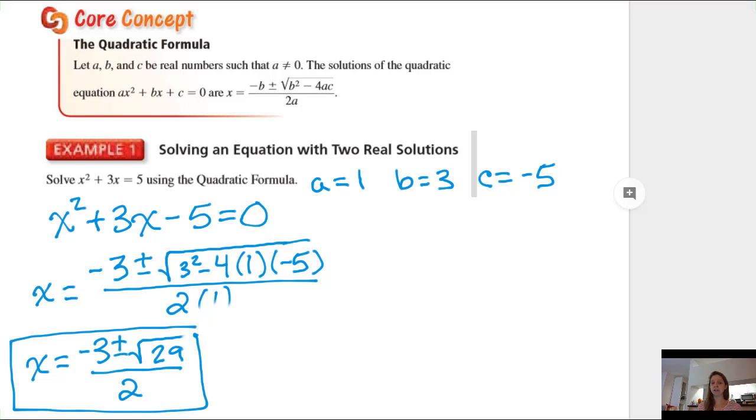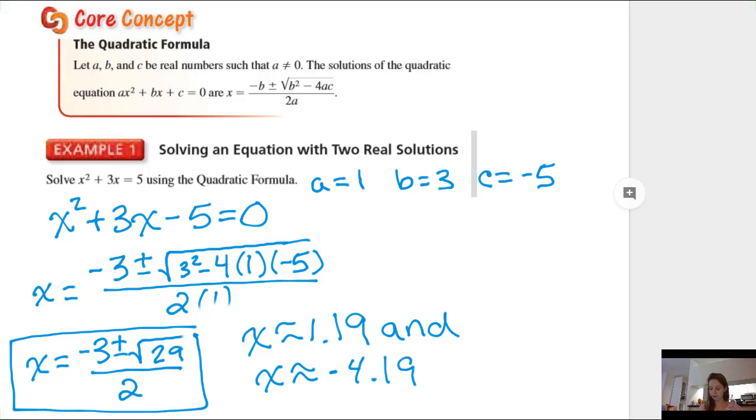I could, if you prefer, make it into decimals. I could have put in my calculator negative 3 plus the square root of 29 divided by 2, and the same thing with minus. And you will get that x is approximately 1.19 and x is approximately negative 4.19. So if you want it in decimal form, I'm fine with either.